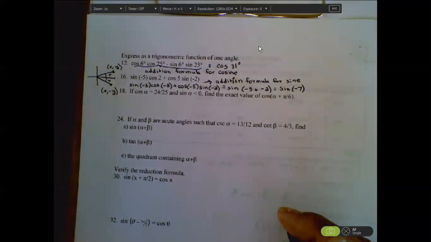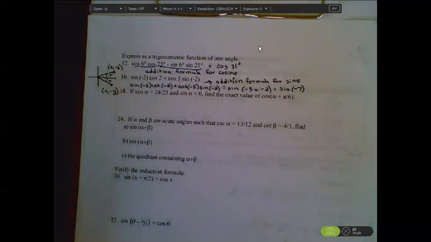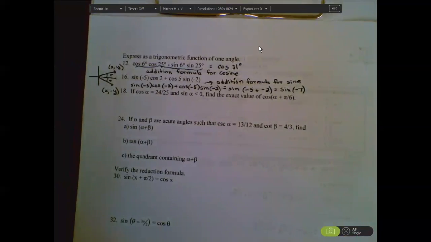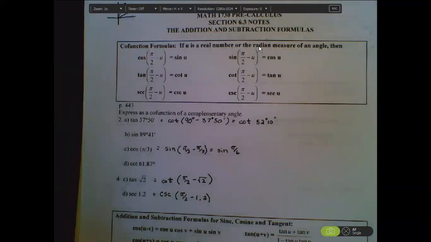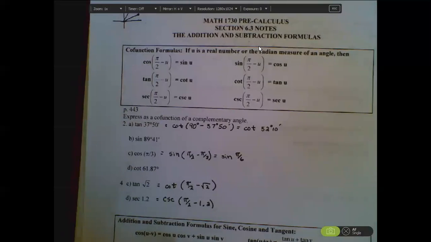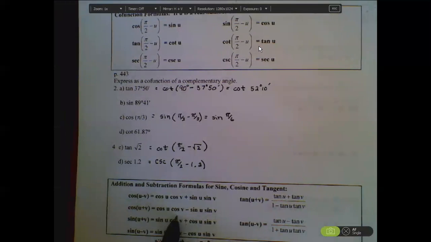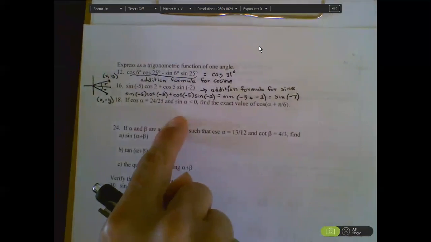You could. I'm sorry, what? I was just going to say you could use the cosine addition formula and just replace cosine alpha with 24 over 25. Let's see. The addition formula for cosine. Well, the only problem, that was a great idea, Evan, except to use the addition formula I would have to know what sine of alpha is, and I don't know what sine of alpha is. I just know that it is negative.